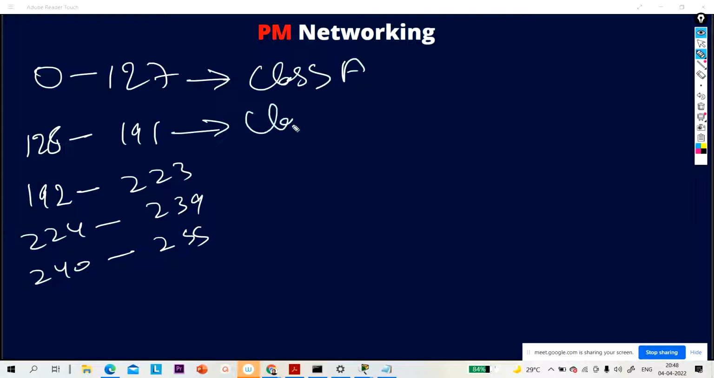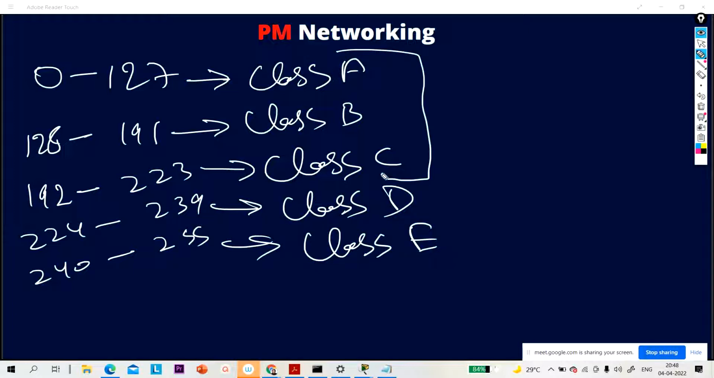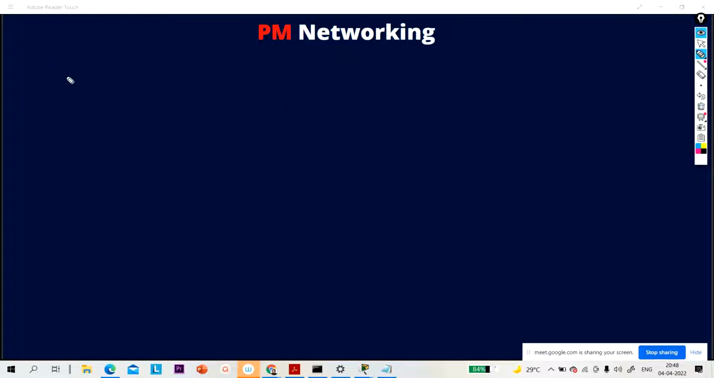This is the range of class A. This is the range of class B. This is the range of class C. This is the range of class D. This is the range of class E. As a network engineer, you will work on these three classes: class A, class B, and class C, right? You will not work on the other classes. So you will always see IP addresses with the first octet from 0 to 223. Actually we divide IPv4 into classes on the basis of the value in the first octet, right?